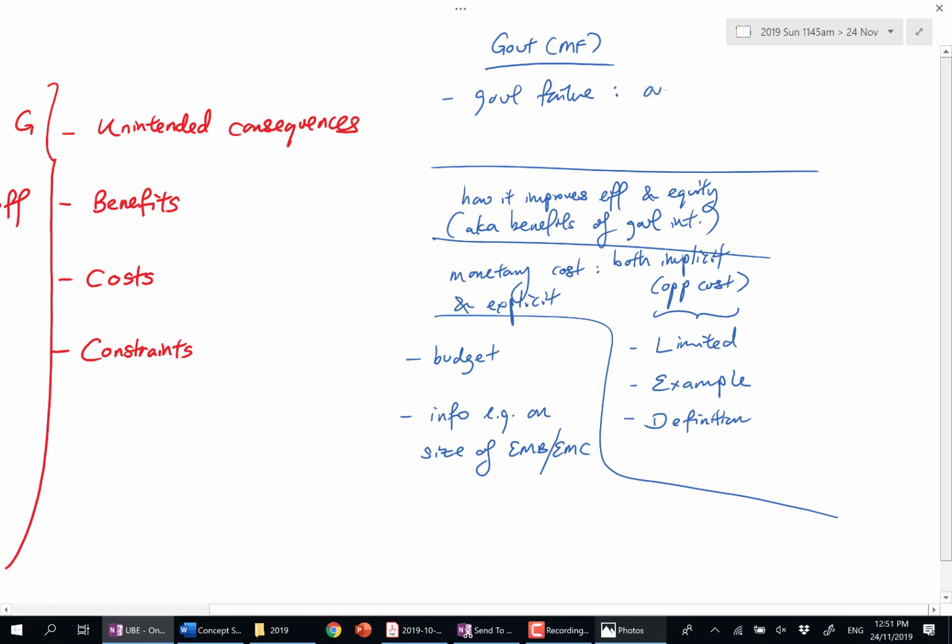Government failure can be due to overtax, over-subsidize until the deadweight loss is bigger. Overtax, over-subsidize. Government failure could also be due to no profit motive. If you're talking about government as a producer, that's why there is wastage of resources.